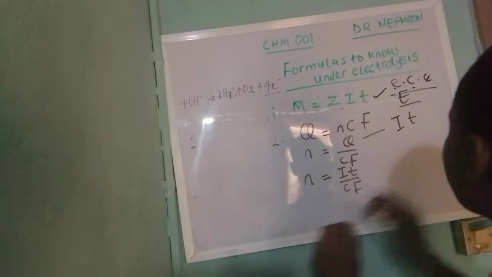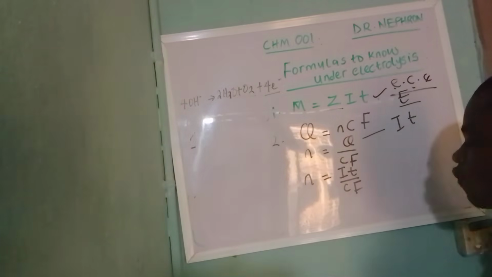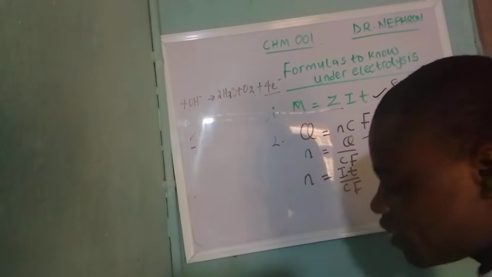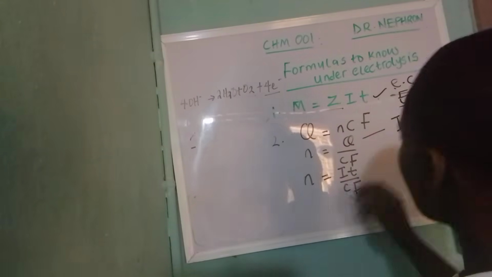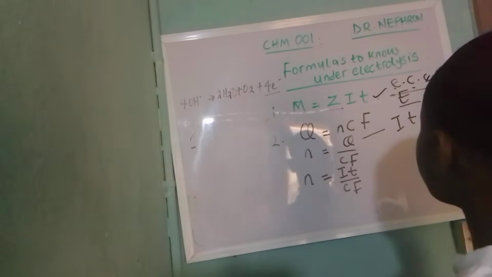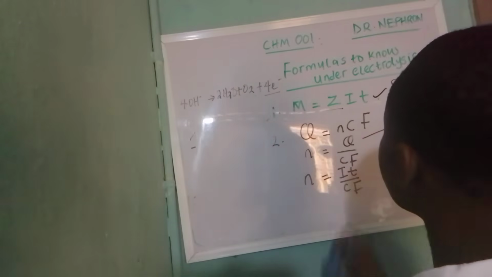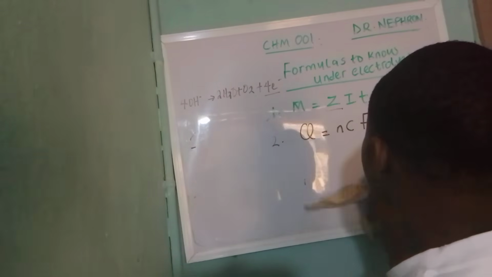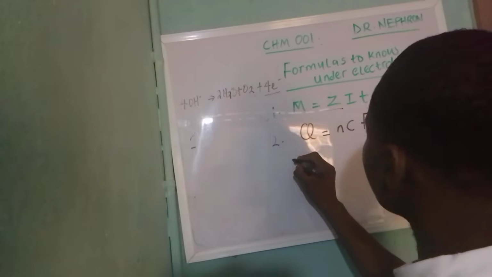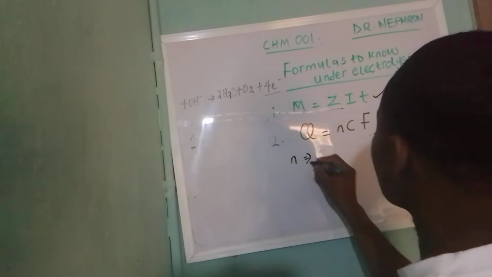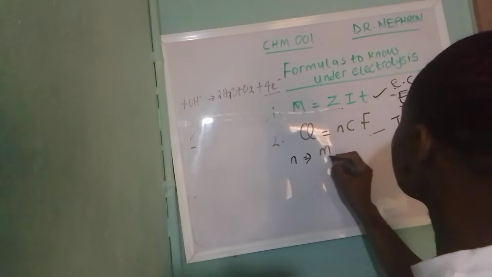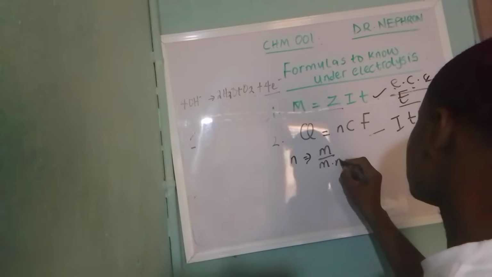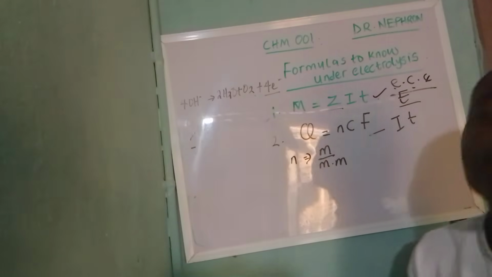Now, do not forget that I have different formulas for the number of moles. The number of moles is equal to mass over molar mass.